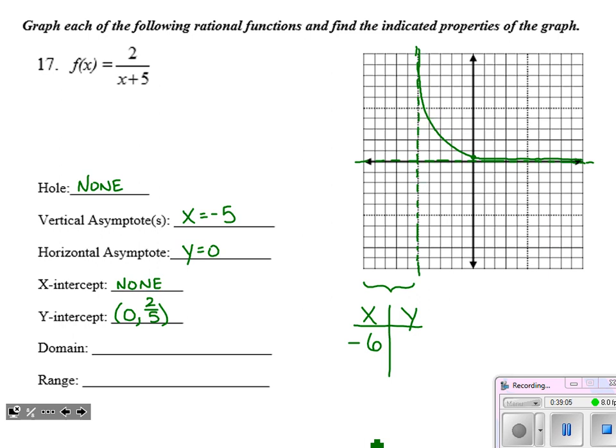If I plug in a -6, I get 2/-1, which is -2. So (-6, -2), another point on the graph, and I can draw the graph in to approach the asymptotes from there. Domain and range, my domain is all x values as long as x does not equal that -5 where our vertical asymptote happened, and our range, all y values such that y does not equal 0 where the horizontal asymptote occurred.